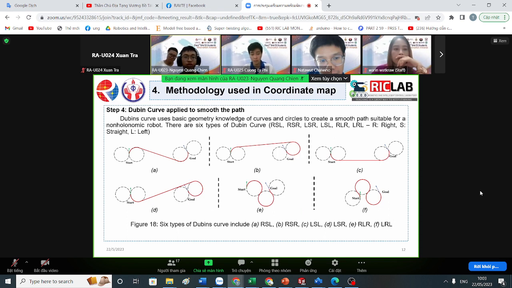And the last, we apply the Dubins curve to smooth the path. You know, the car cannot move sideways, so we have some curves to solve that problem, which is why we use the Dubins curve. The Dubins curve uses basic geometry, knowledge of lines and circles, to create a smooth path suitable for nonholonomic robots. There are 6 types of Dubins curve here. You can see A, B, C, D, E, F. It just needs the position and orientation of the start and goal.